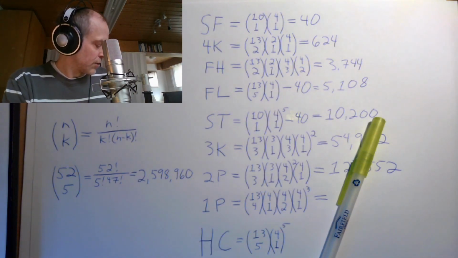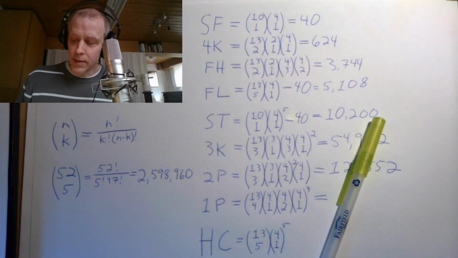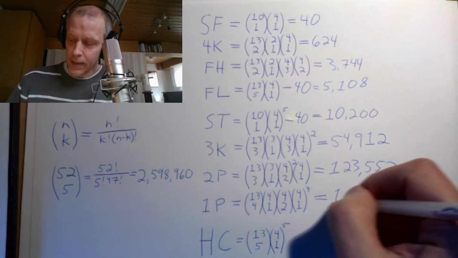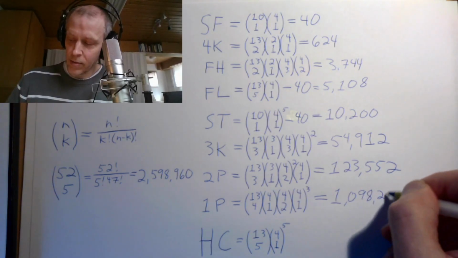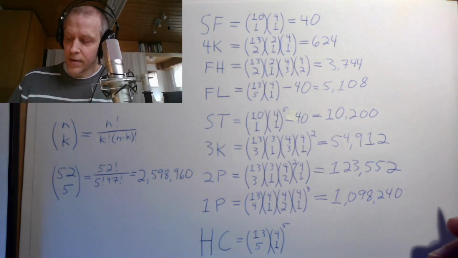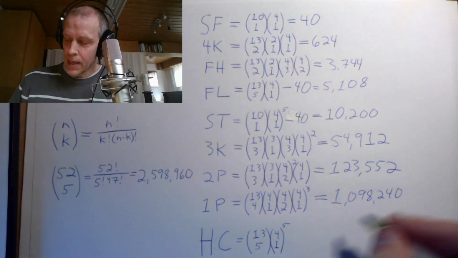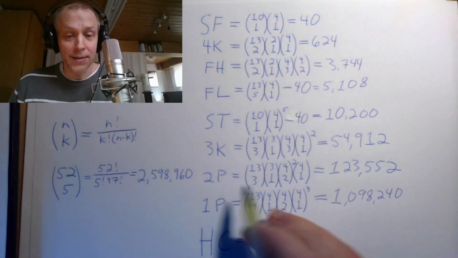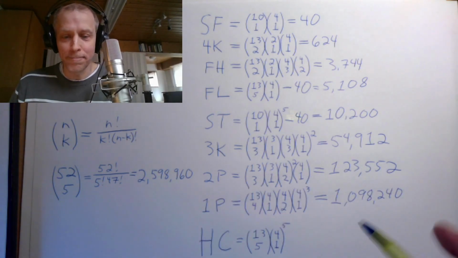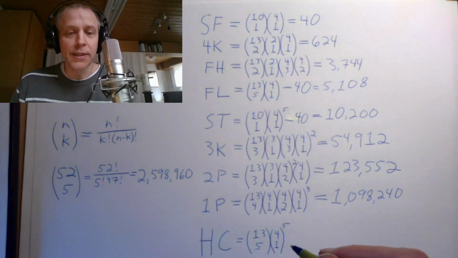And again, that gives us a particular number of combinations for one pair. That number is 1,098,240, which is about 8 times as likely as having 2 pair. Okay, so the last one we need to do is high card.